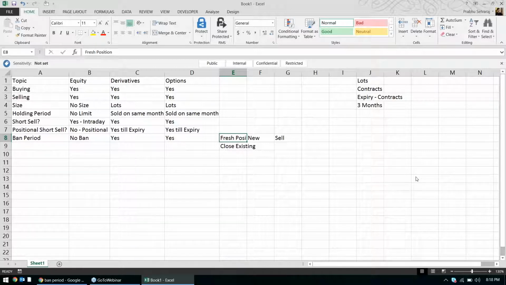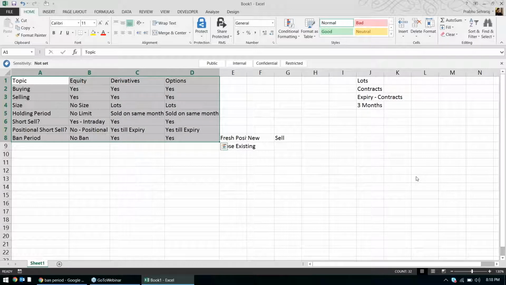Can we short 10 shares of FNO stock? You can short. Intraday shorting is allowed. No carry forward of shorting on a cash market, cash stocks. It will not be allowed. It will be auto squared off by Zerodha or whatever platform you are using by 3:15 p.m. if you do not close.